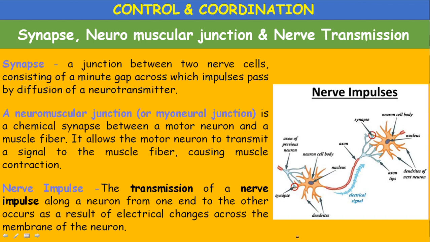The nerve impulse, see how it takes place. So the synaptic junction, you can see here the axon of the previous neuron and the cyton of the neuron cell body will have some gap that is called synapse. It's a junction. So these are the dendrites. The electrical signals will be passing from the cyton to the axon, from where through this synapse the transmission takes place. It is called nerve impulse.